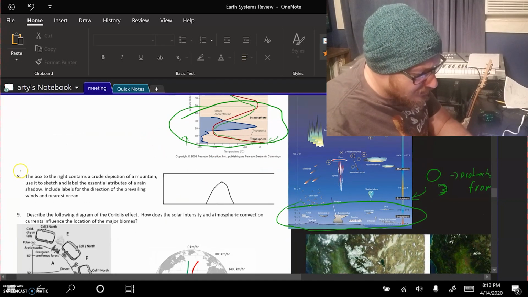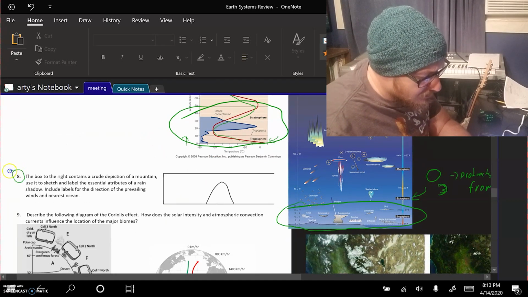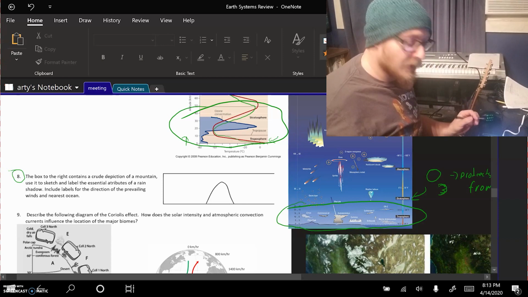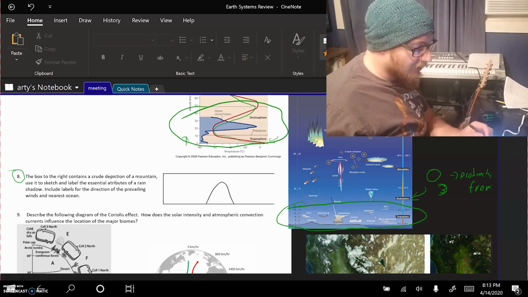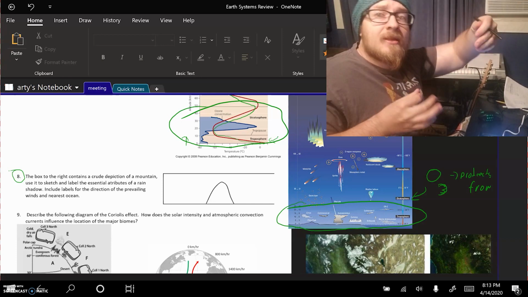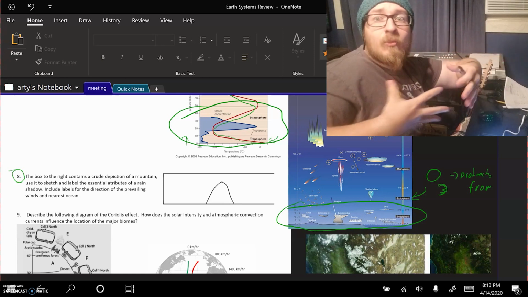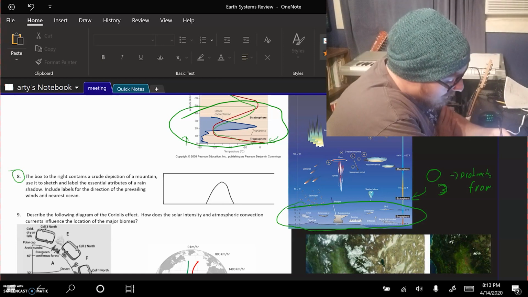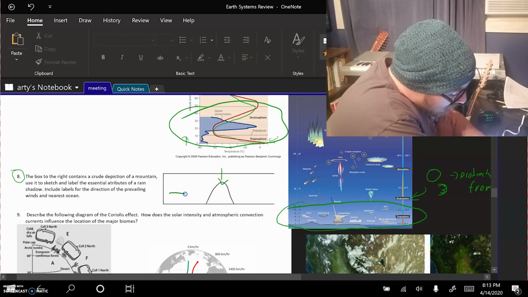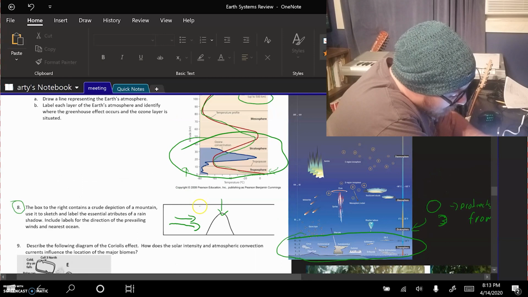Let's move on to here. This is something that we didn't spend too much time on in class, but it wasn't a Bozeman video, and that's the idea of a rain shadow. So a rain shadow is an area where you're not going to get rain because the wind, the thing that carries the air and the moisture, is blocked by a mountain. So this here is a mountain, and let's say the wind is blowing this way. So the wind is blowing towards the mountain. The air will be forced up the mountain.